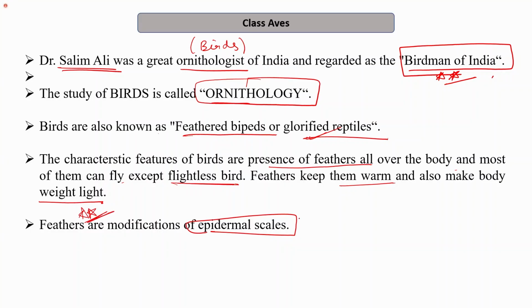So this is an important feature. Feathers are the modification of epidermal scales. You need to remember this. This is the characteristic that helps them in relating with the class Reptilia. That is, they have the modifications of the epidermal scales, which are known as feathers.